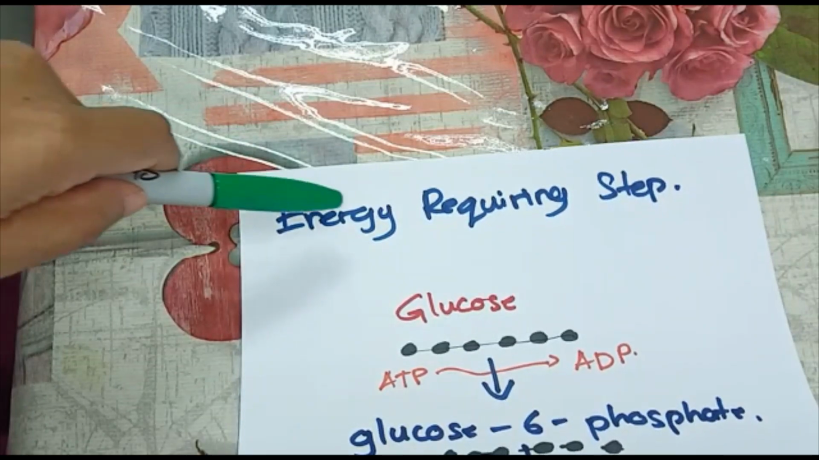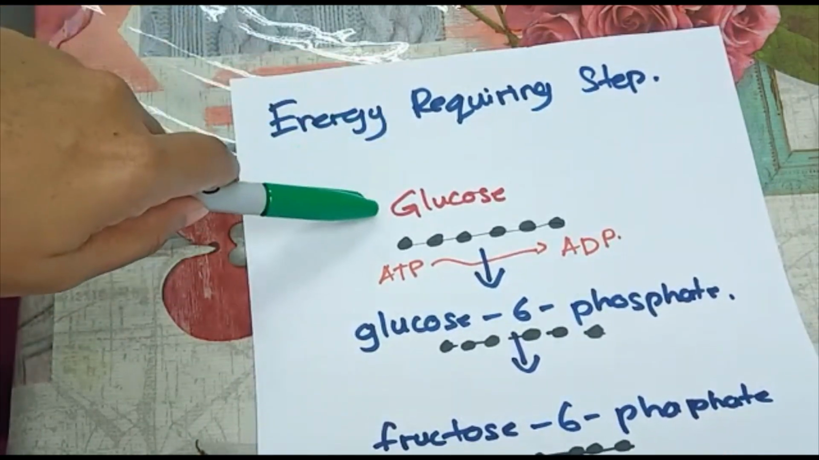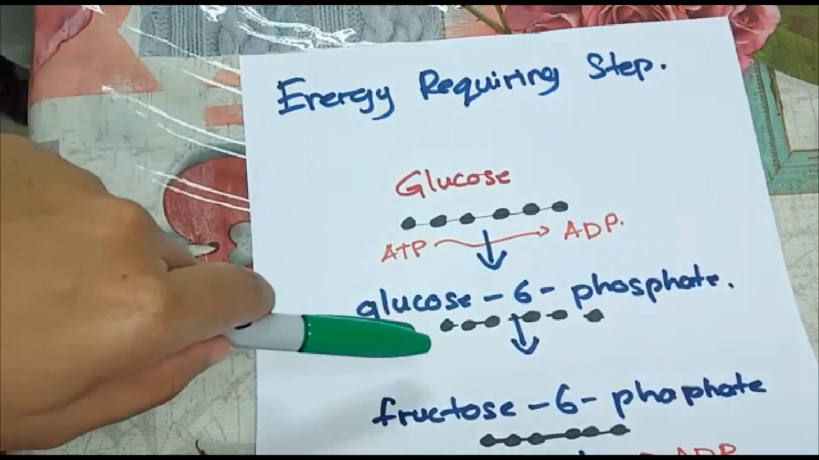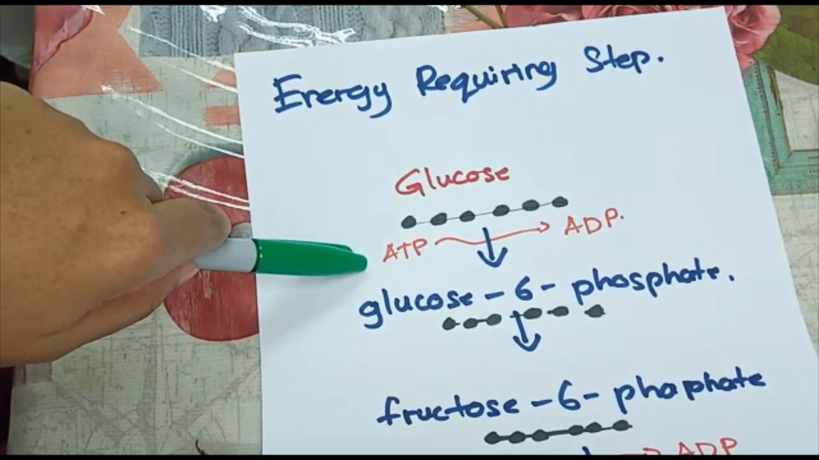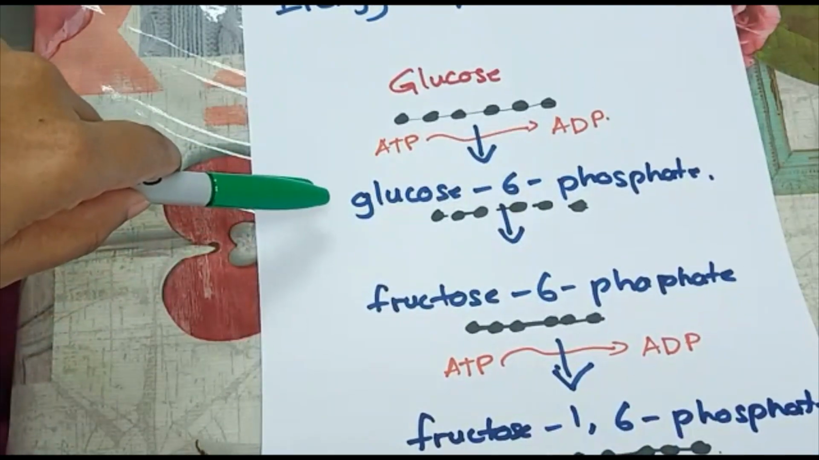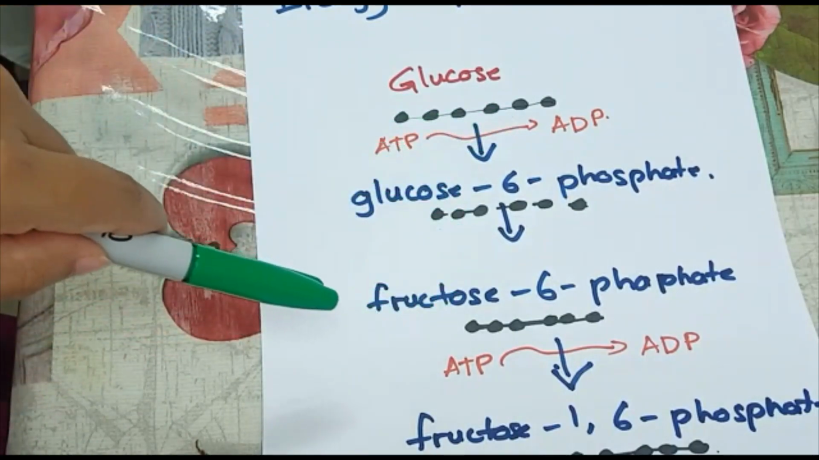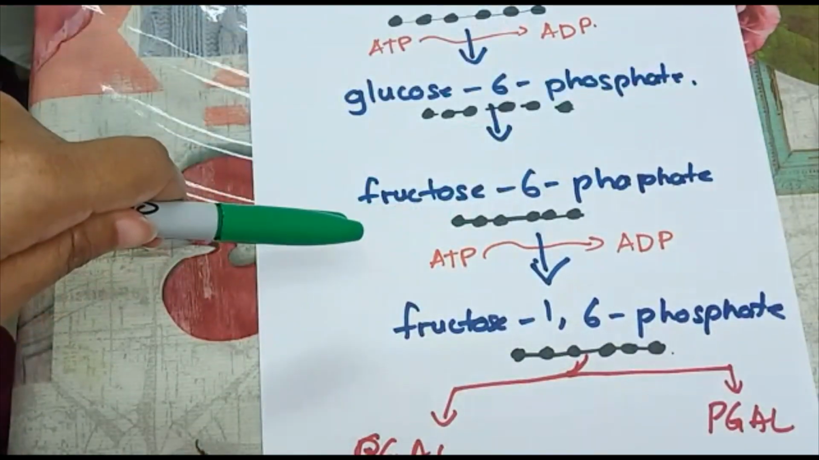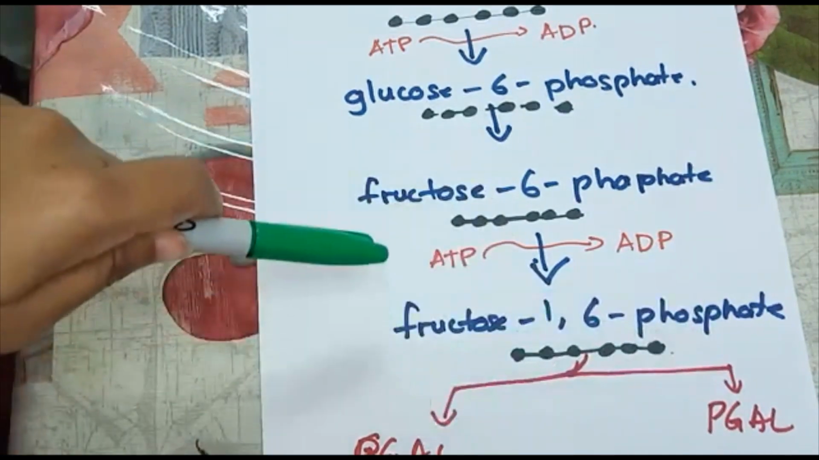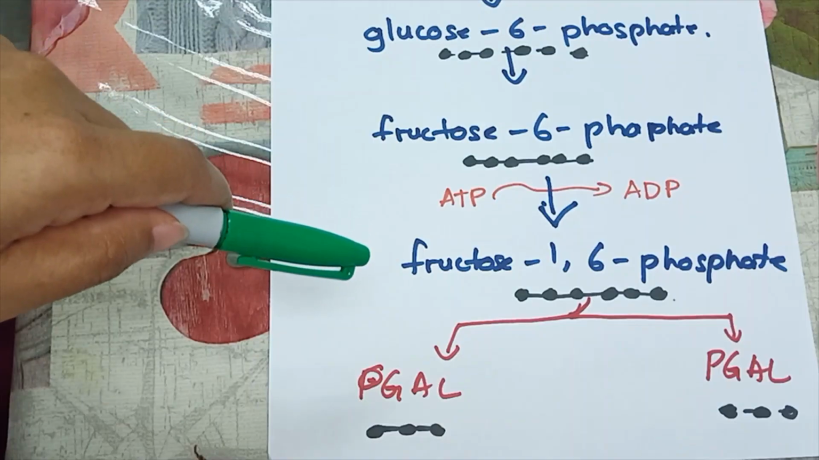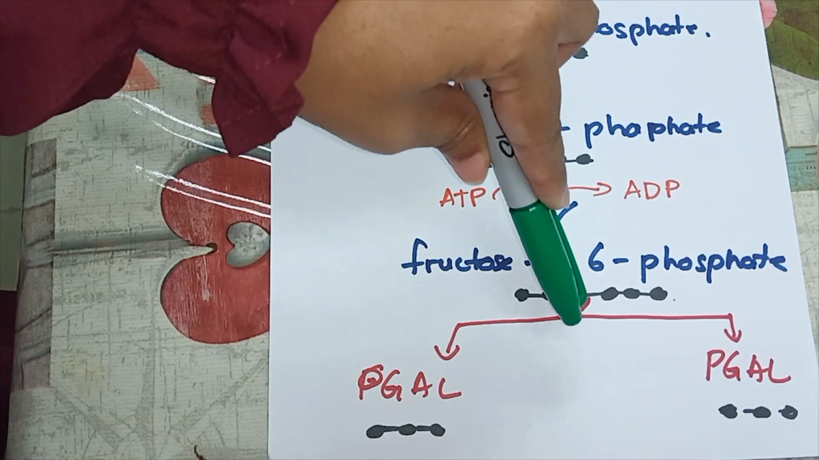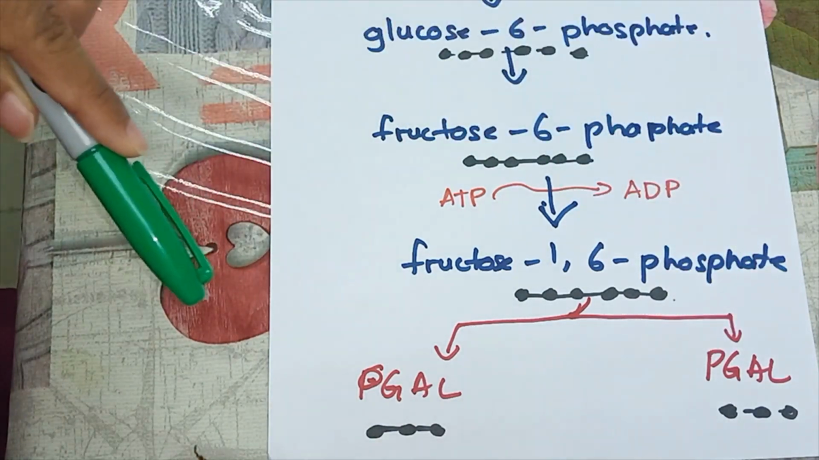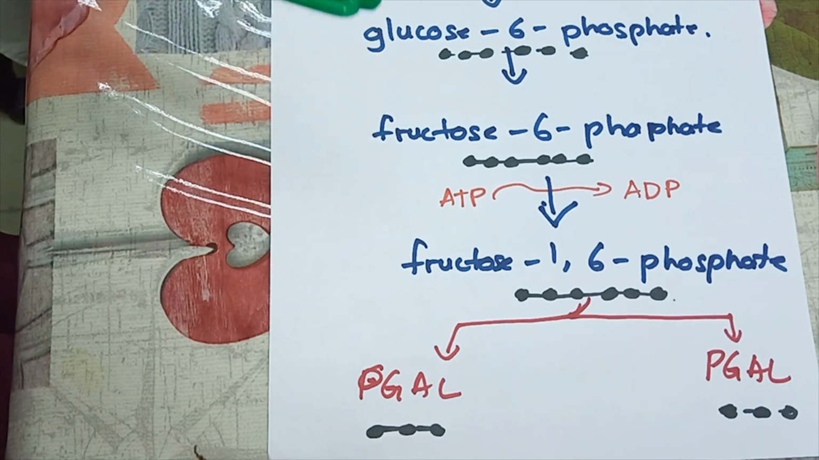Okay, first we look at the energy requiring step in glycolysis, where 1 molecule of glucose, which consists of 6 carbons, needs to be converted into glucose 6-phosphate, which also consists of 6 carbons. But here 1 ATP is needed. Next, this glucose 6-phosphate will be converted into fructose 6-phosphate. And then this fructose 6-phosphate will be converted again into fructose 1,6-bisphosphate, where 1 ATP is needed. Then the fructose 1,6-bisphosphate will be separated or degraded into PGAL, which consists of 3 carbons. Here also another PGAL. PGAL is known as glyceraldehyde 3-phosphate.